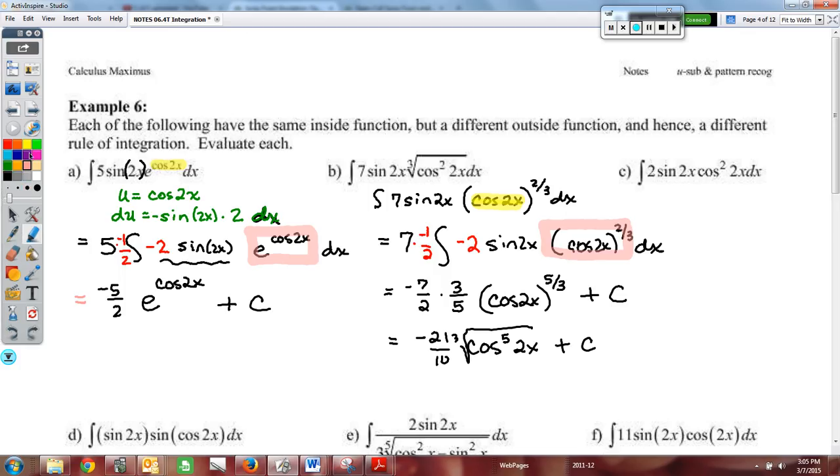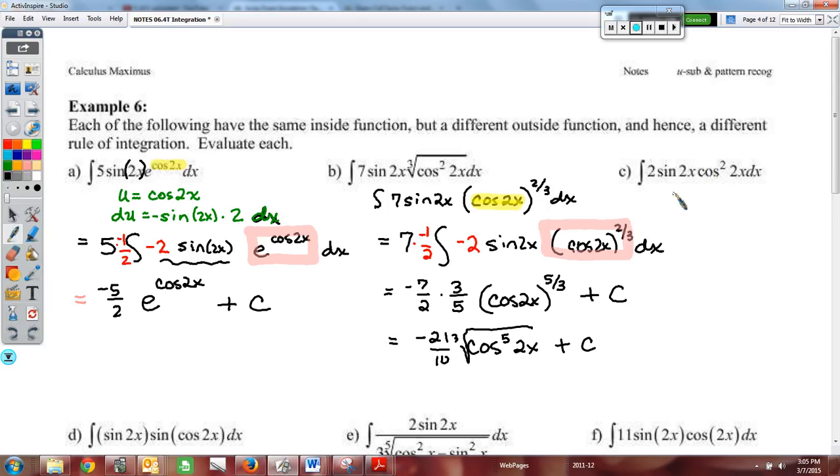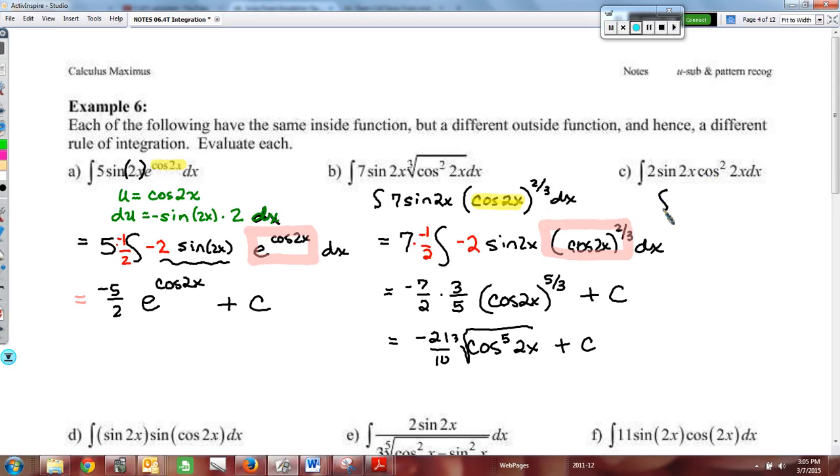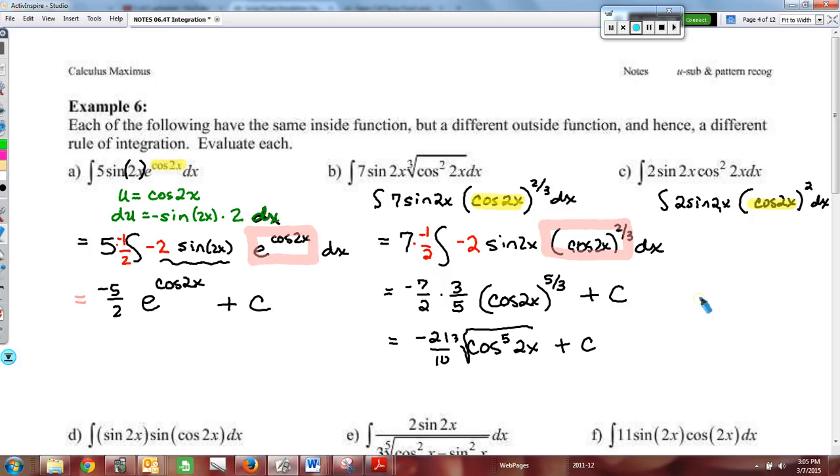All right, again, I'm going to identify my inside function. I have 2 sine of 2x, and then I have cosine squared of 2x. So again, maybe we should rewrite this. I don't like it when you have the square there, so I'm going to go 2 sine of 2x, then it's cosine of 2x squared dx. So again, doing that's going to make it a little easier to see the inside function, the same inside function that I had in the prior 2 examples.